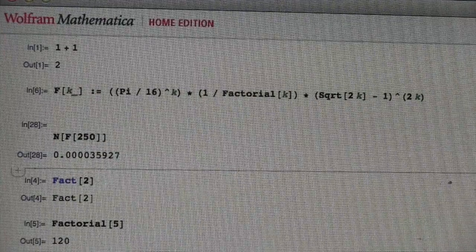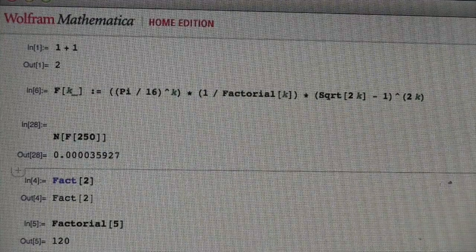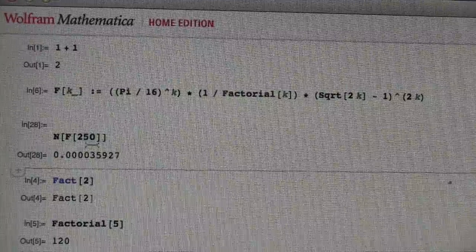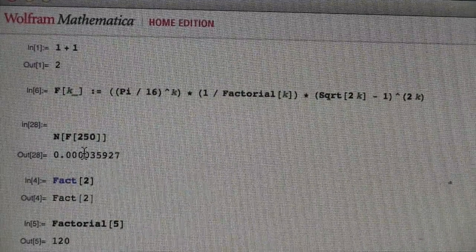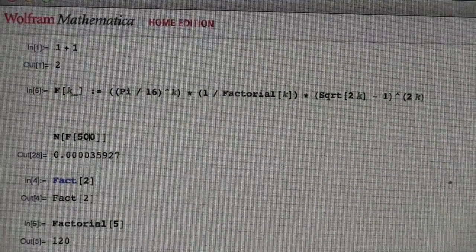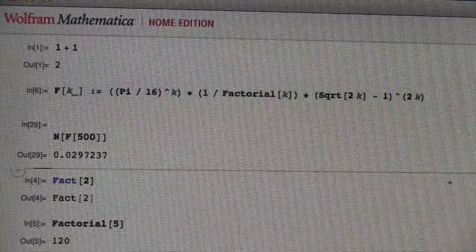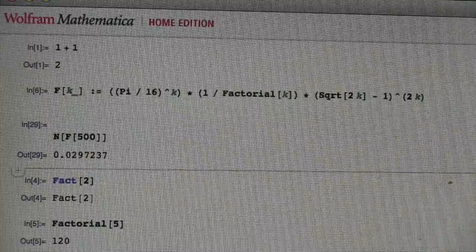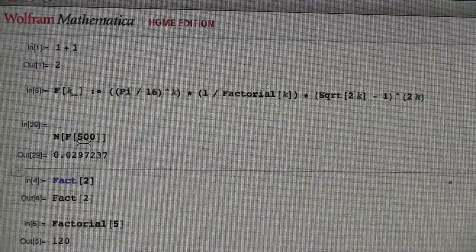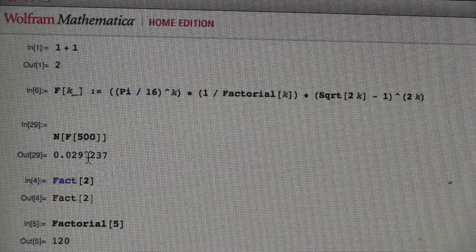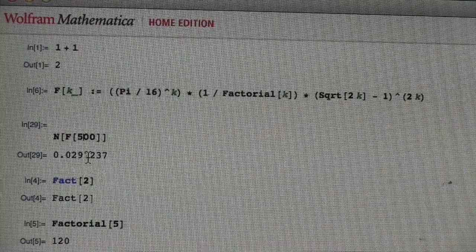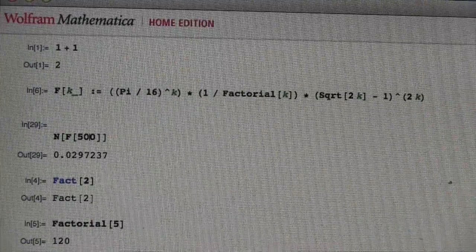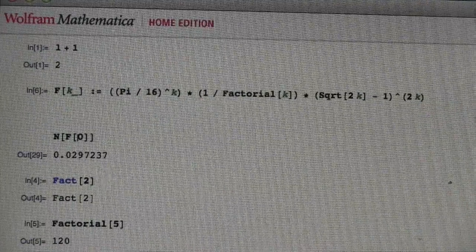But what? It got bigger now. So we can go higher. What number do you want to put in here? 500 would be dimension 1,000. It's actually getting bigger, 0.02. We're almost there. Maybe 750, so that would be 1,500. Put in 750 here.